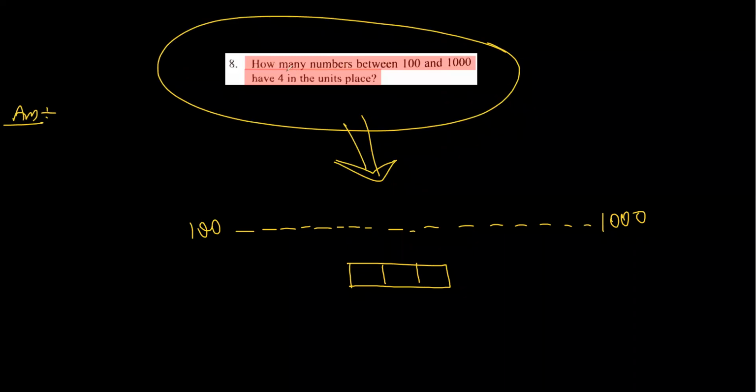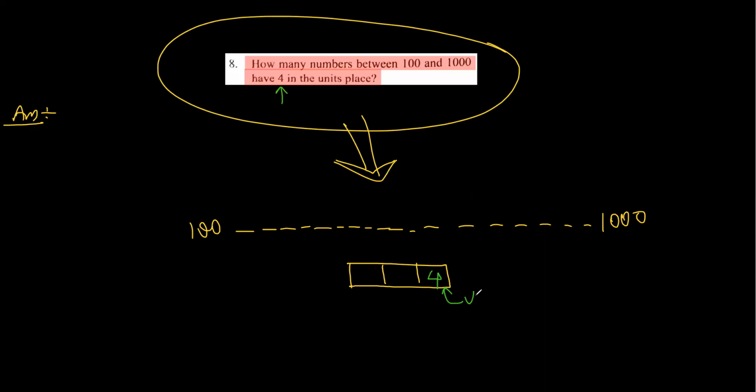What are they saying? They're saying how many numbers, see between 100 and 1000, there are many numbers. They're saying how many of those numbers will have 4 in the unit place. Here it has to be 4. That's it. 4 in the unit place. You cannot have 5 in the unit place. You have to have 4 in the unit place. They haven't said anything about the tens place. Please, this is the units place.